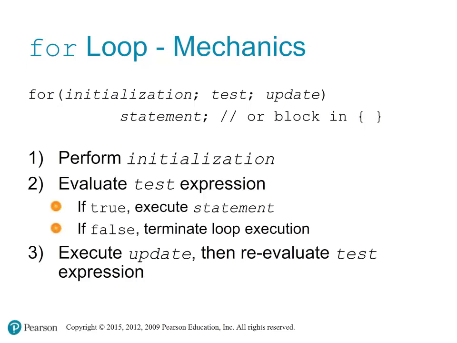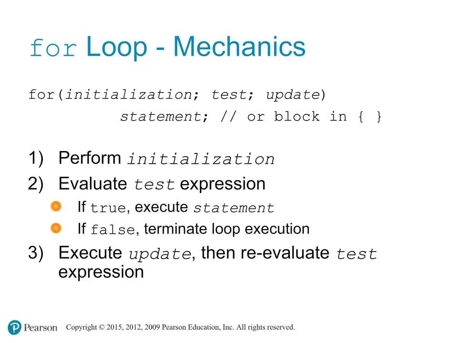Step 2. Test expression. The test expression is evaluated. If it is true, the loop continues. If false, the loop terminates. For example, i < 5. Step 3. Execute statement. If the test expression is true, the loop body, the statement or block, is executed. For example, cout << "hello". If the test expression evaluates to false, the loop terminates and the control moves to the next statement after the loop.